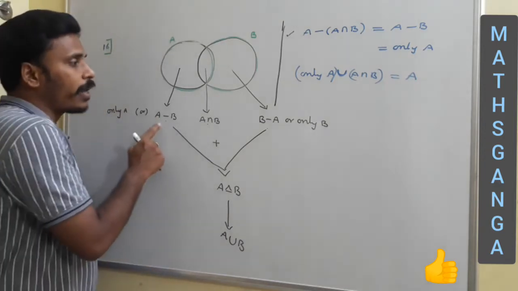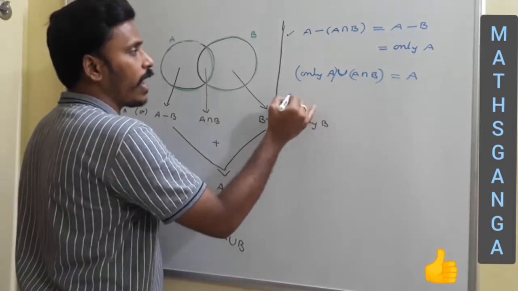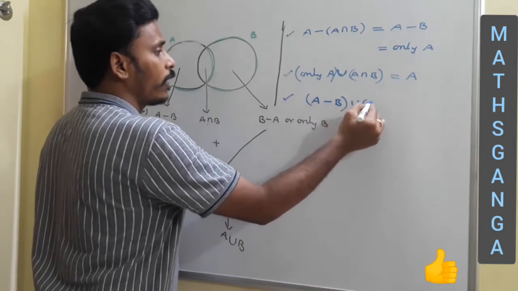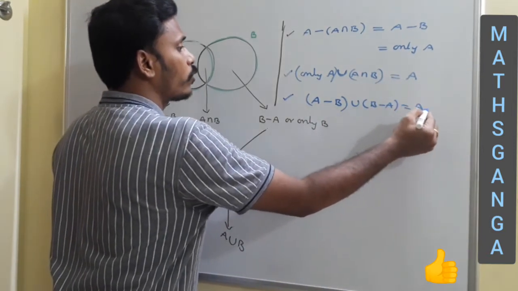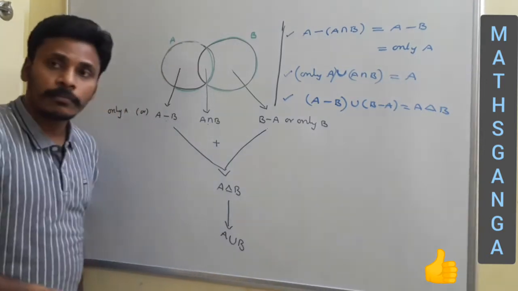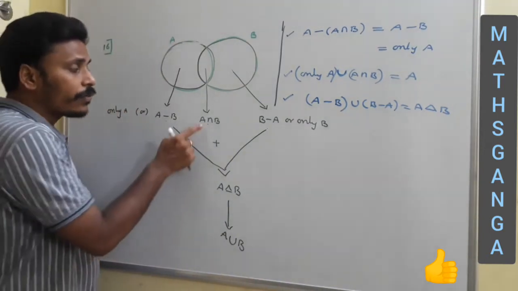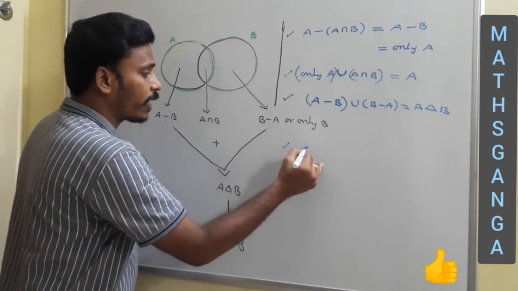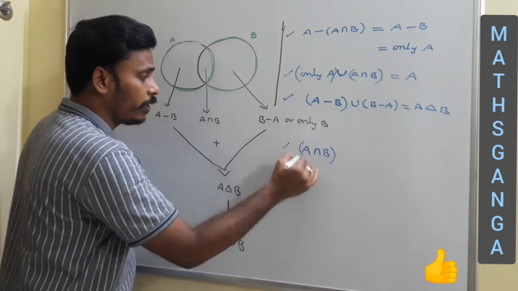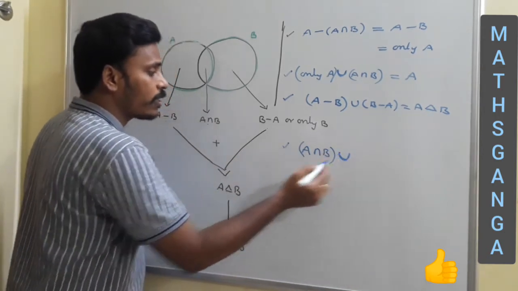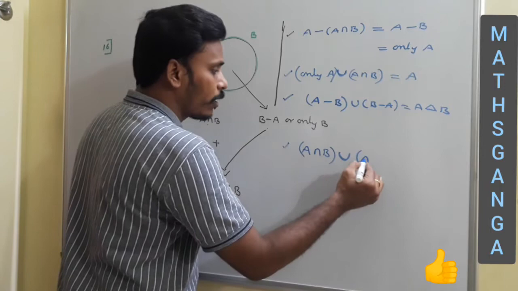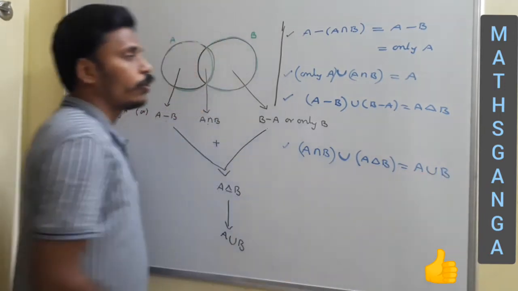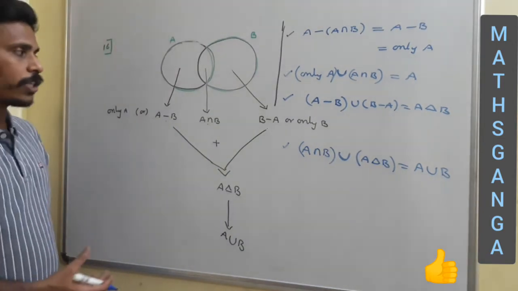And again, A minus B and B minus A together give us A delta B. A minus B union B minus A is equal to A delta B. And in another way, A intersection B and A delta B together will give us A union B. So I may write it like this: A intersection B combined with A delta B will give us again A union B. So there are different ways to sketch all these things.